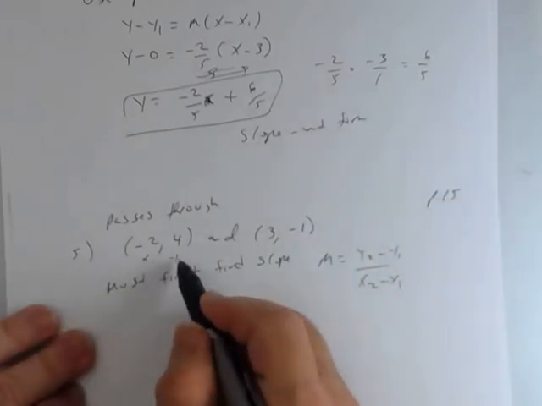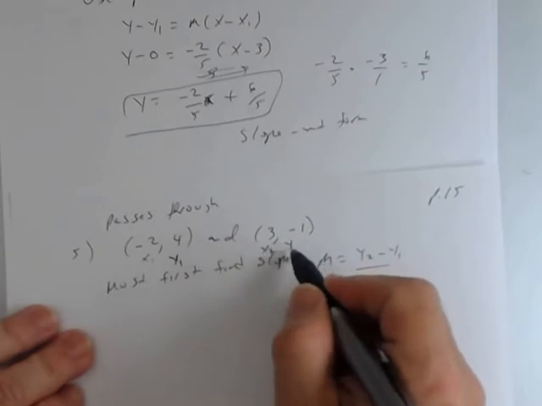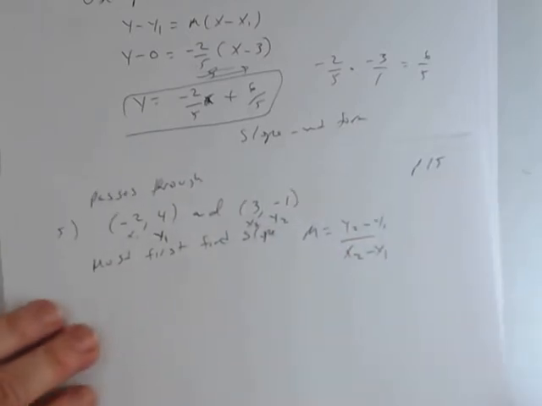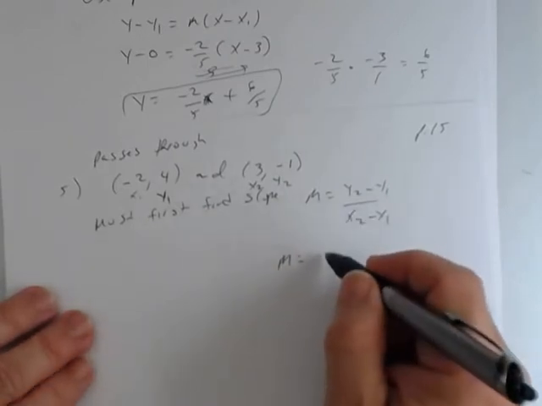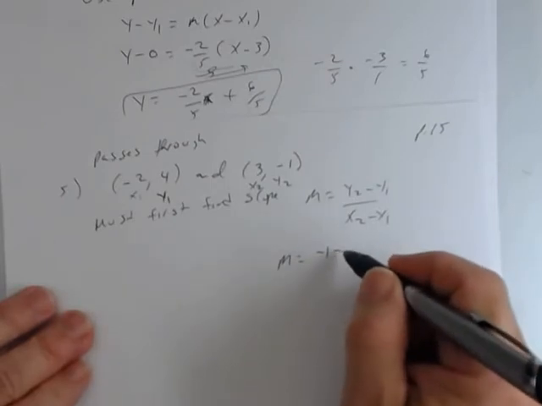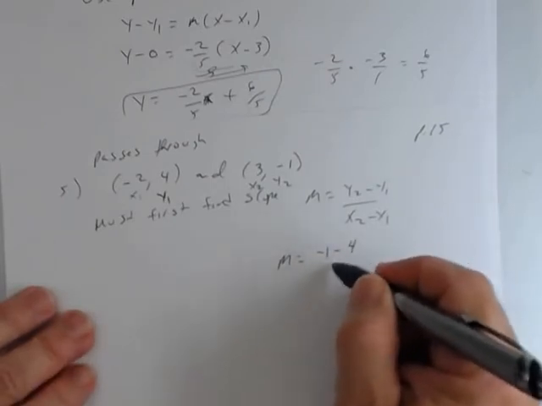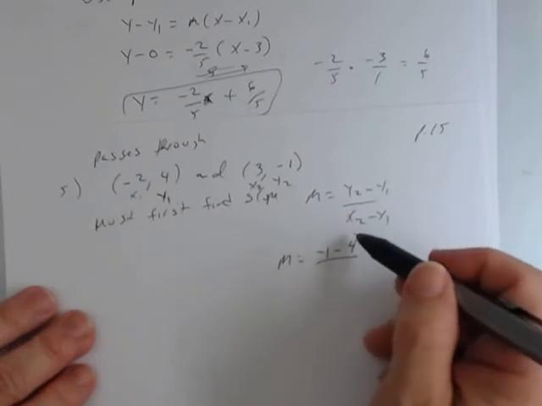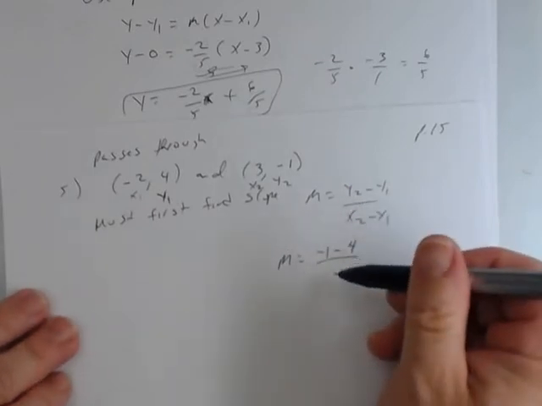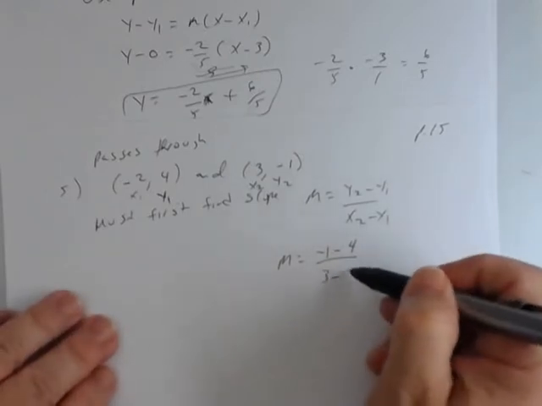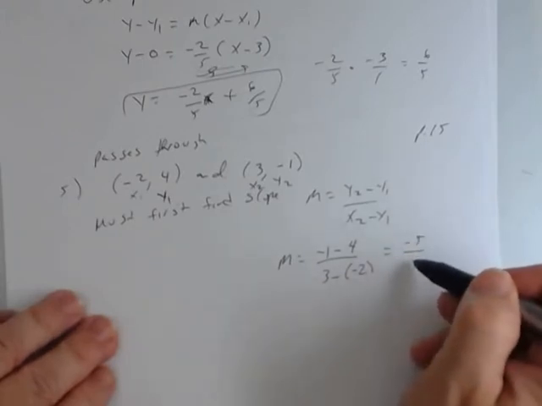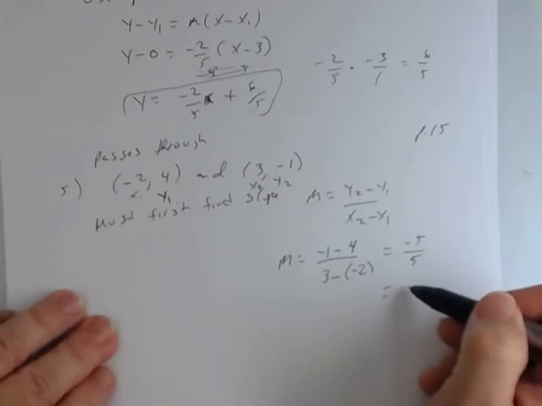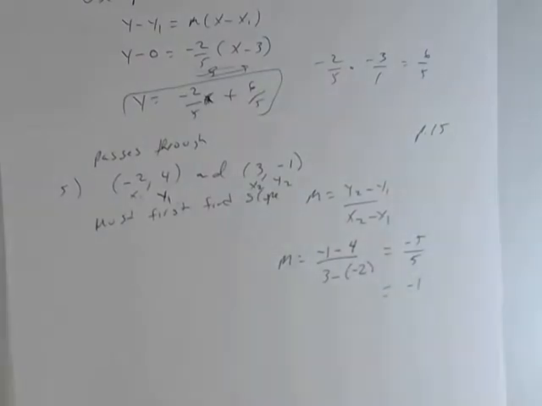So let's call this x1, y1, and this is x2, y2. Okay, so let's find the slope. The slope is going to be y2 minus y1. What's y2? Negative 1 minus y1, which is 4. Since I started with y2, I got to start with x2. What's x2? 3. Subtract a negative 2. What's the numerator? What's the denominator? So what's the slope? Negative 1. So that's the slope. Okay? So your slope's negative 1.